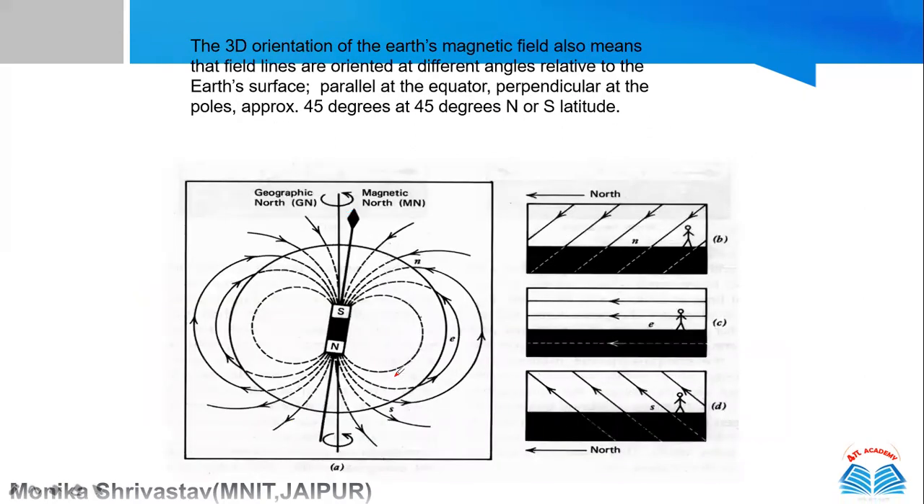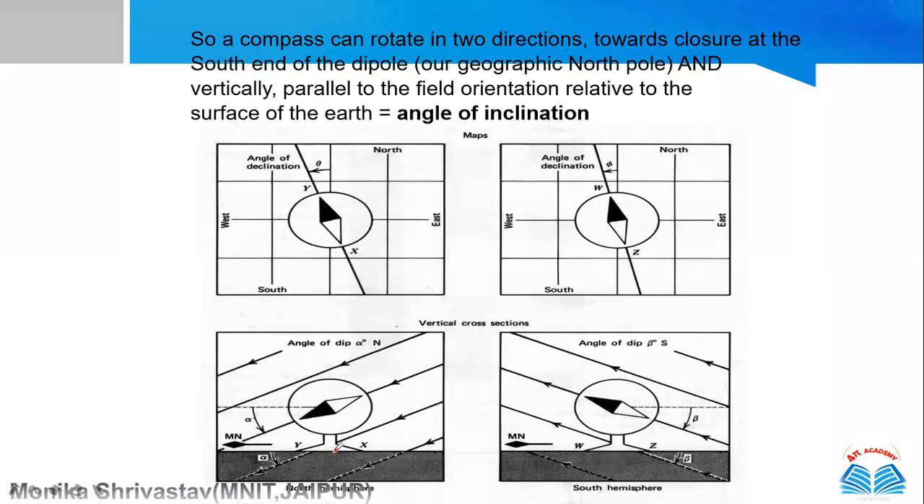And this is the orientation of Earth. We know that our Earth is bent at some angle with the latitude, and it is rotating also. So the 3D orientation of Earth's magnetic field also means that field lines are oriented at different angles relative to the Earth's surface. Okay, and the rest of the things are of no use.